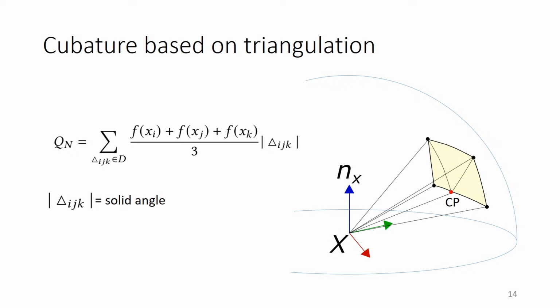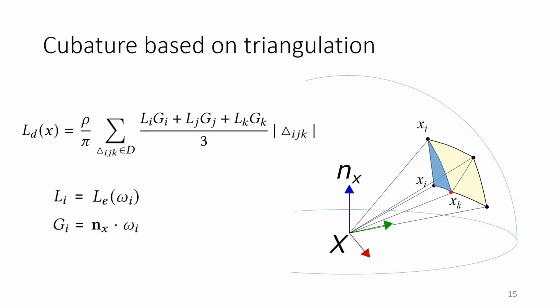This is how the cubature looks in general. It's a weighted sum of the average function values at the triangle corners, and the weight for each triangle is the spherical area or solid angle. So if we put in our shading equation, we get this. I've shortened the expression and restructured it to the radiance times a geometric term. This can now be calculated straightforward in a pixel shader.